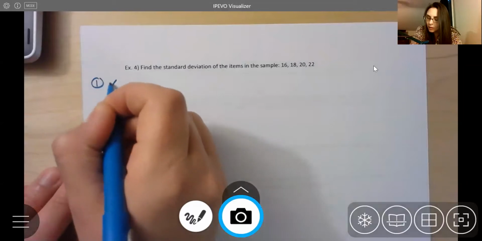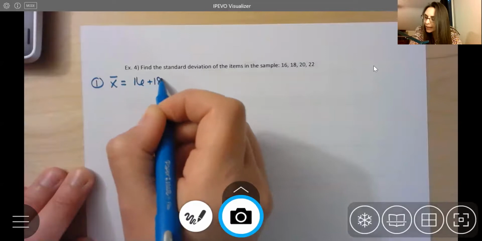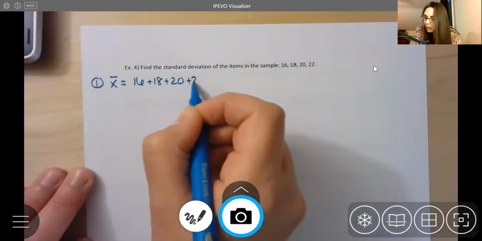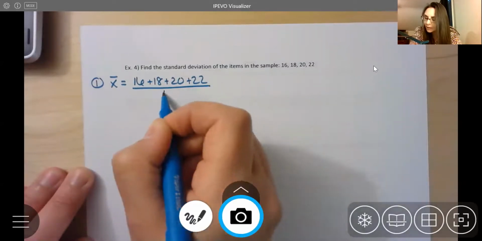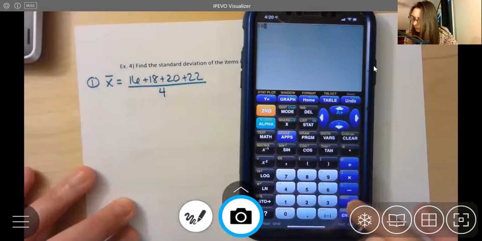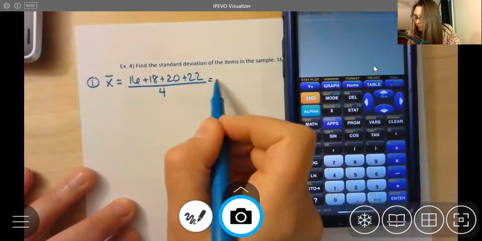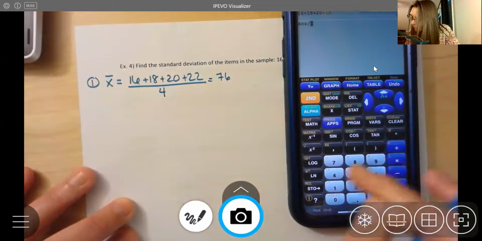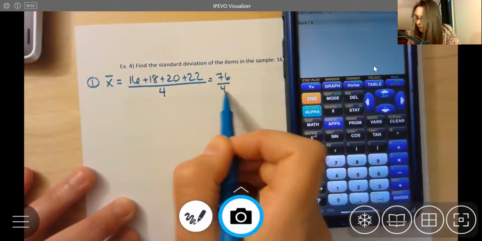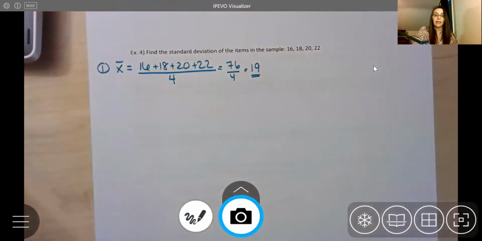So the first thing you need to do is find that mean. So I'm going to take my 16, my 18, my 20 and my 22. I'm going to add those all up, and I'm going to divide by 4 because I have 4 data points. So I have 76. I'm going to divide that by 4. And what I get is 19. So my mean value here is 19.